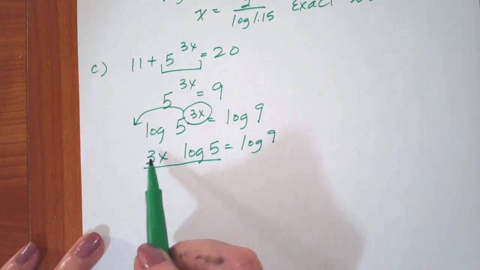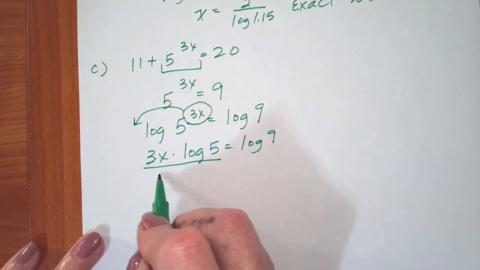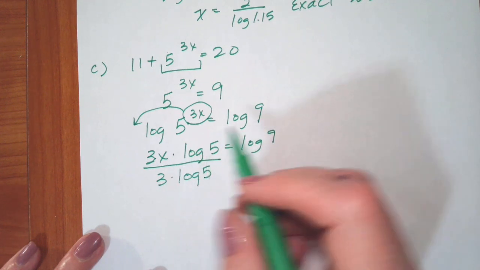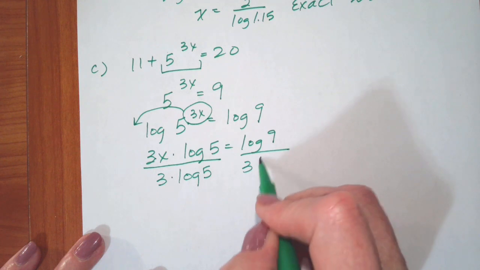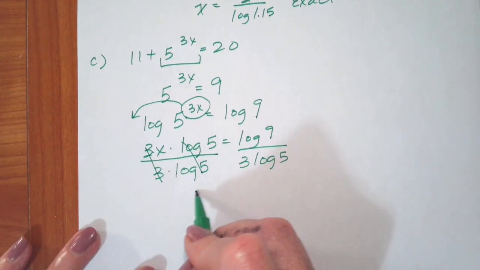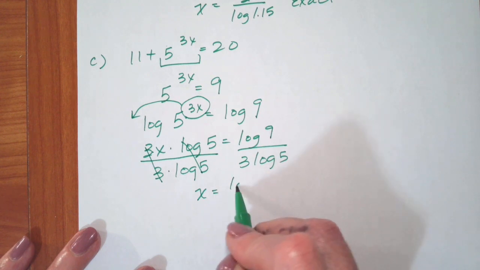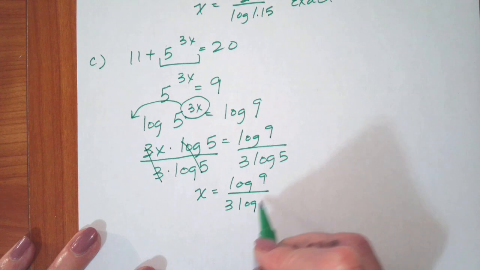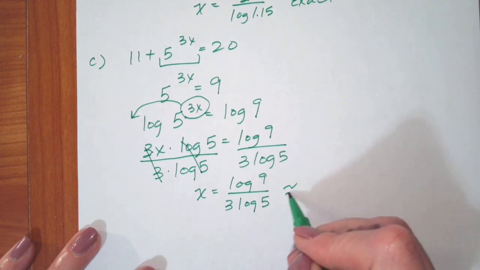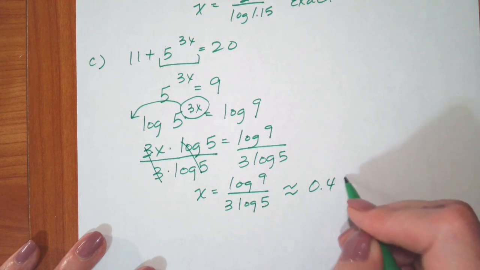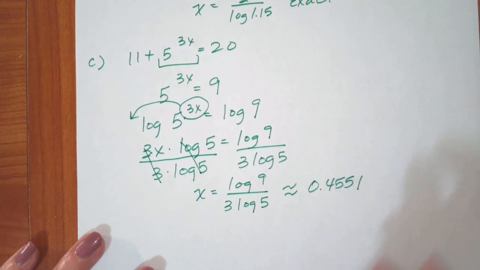So to get the x by itself, this is all multiplication, so I'm going to divide by 3 times the log of 5. So my exact answer is the log of 9 divided by 3 log 5, and the approximation is 0.4551.